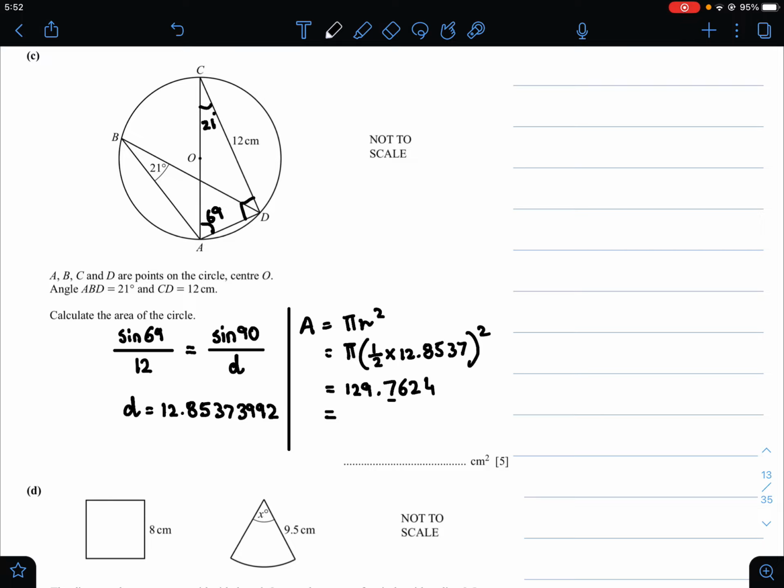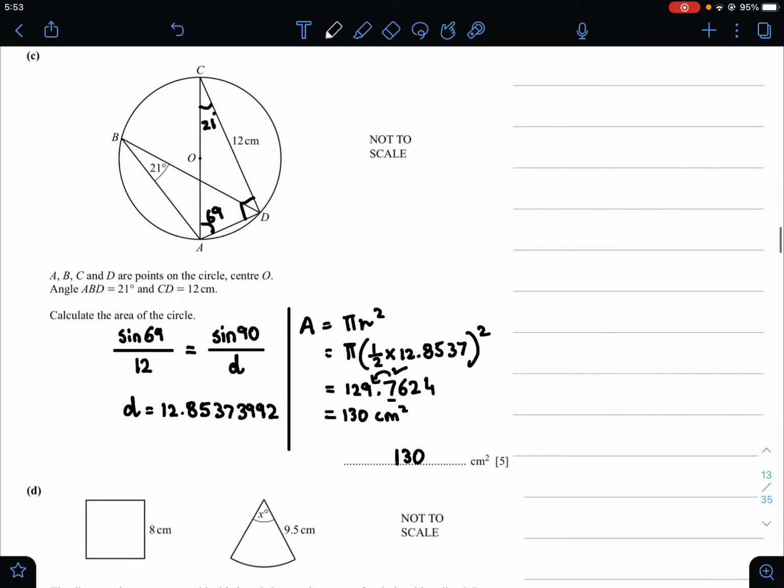Now, since you need your answer in 3 significant figures, your fourth significant figure, which is 7, is greater than or equal to 5. So it will round off the third significant figure to the next number. And the next number in this case would be 10. So your 1 would get carried forward and your final answer would be 130 centimeters square. And that would be your final answer for part C.